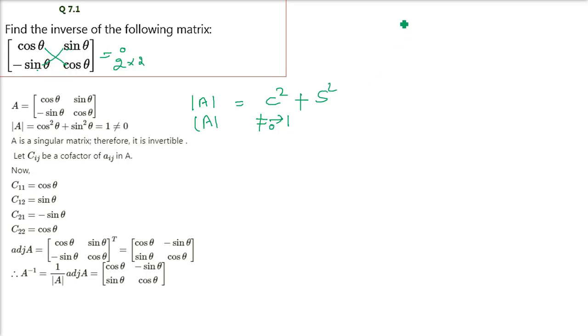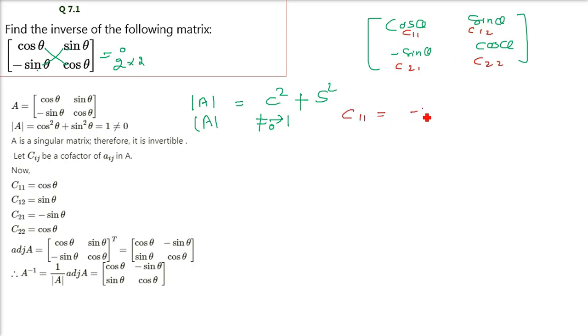So we'll try to find the cofactor. Let me write it here: cos theta, sin theta, negative sin theta and cos theta. Let me mark it here because we are going to find the cofactor and then take the transpose of the cofactor matrix. This is C11, this is C12, C21, C22. So C11 is what? Minus 1 to the power 1 plus 1, and then we leave the row and column where C11 intersects, only cos theta will remain.